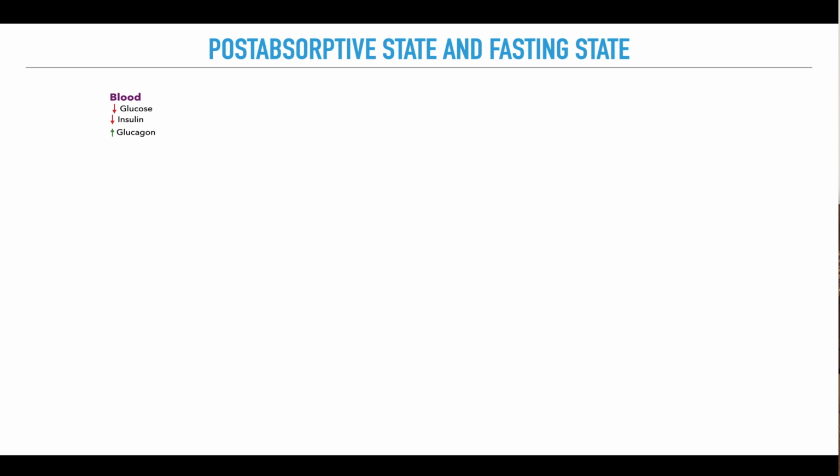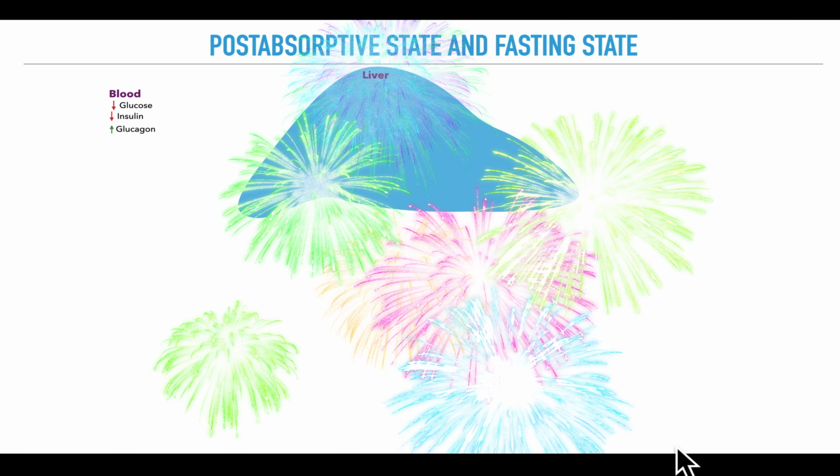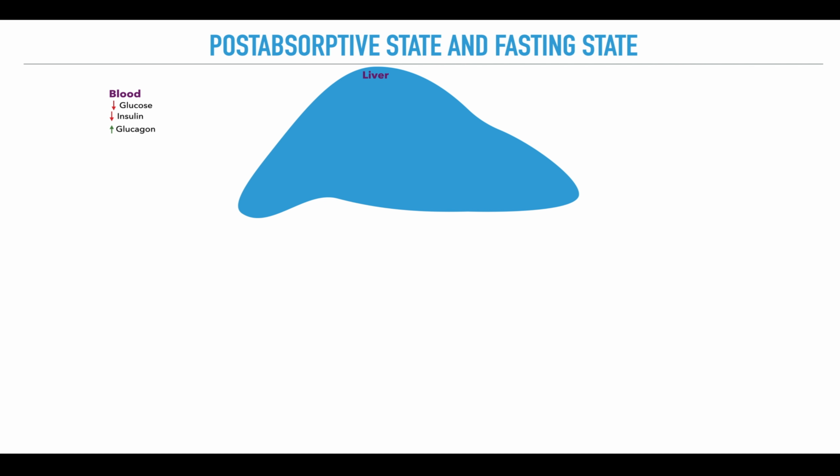Alright, so as we get into the post-absorptive state and fasting state, the blood glucose level falls, and as blood glucose falls, release of insulin from beta cells will decrease and release of glucagon from alpha cells of the pancreas will increase. So, what does this do? The liver has stored glycogen, around 150 to 200 grams of glycogen stored in the liver. Now, the glycogen breakdown will start.